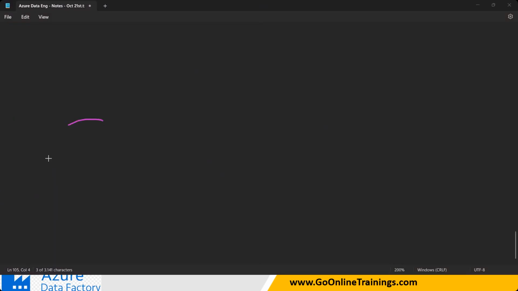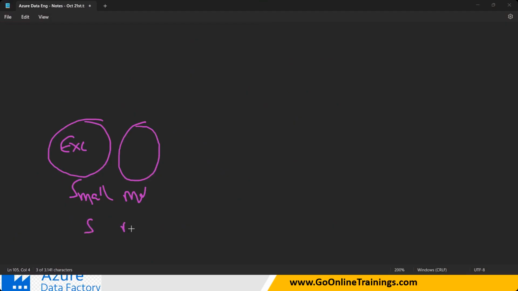So you may have small data in Excel. This is small data. I'm going to be talking about medium size data. Medium size data can be available in your SQL. Small means I'm going to be talking about MBs of data. Medium size means GBs of data.